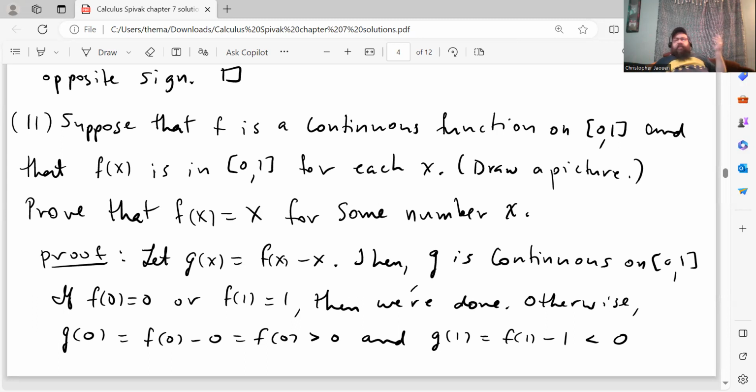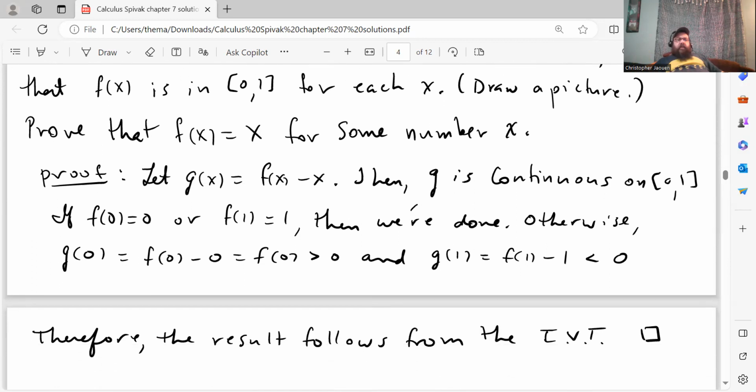So again, this is just an application of the intermediate value theorem. So here's my proof. Let g of x equal f of x minus x. Then g is continuous on the closed interval from 0 to 1, because f of x is continuous on 0 to 1, and so is x. If f of 0 is equal to 0 or f of 1 equals 1, then we're done. Otherwise, g of 0 equals f of 0 minus 0, which is f of 0, that would have to be positive, and g of 1 equals f of 1 minus 1 would have to be negative. Therefore, the result just follows directly from the intermediate value theorem.